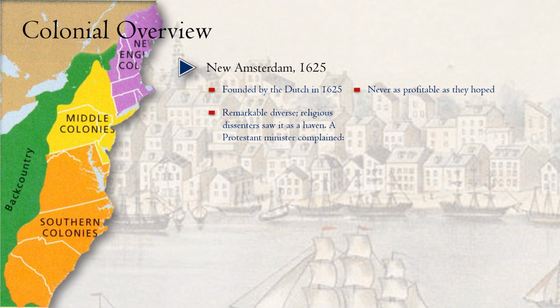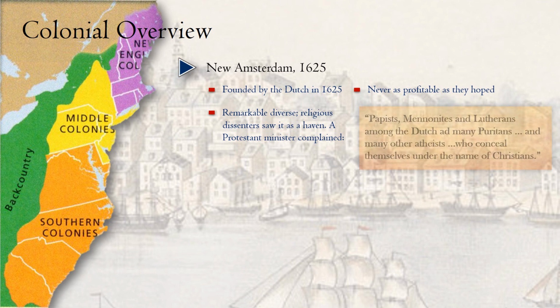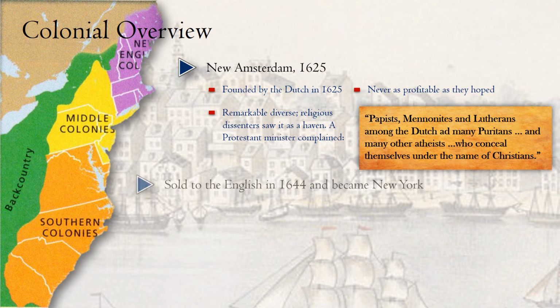It was remarkably diverse, though. It was somewhere where all sorts of religious dissenters could flock to, and they didn't have to worry about having their heads chopped off or being burned. And one particularly intolerant Protestant minister complained of papists, that is, Catholics, Mennonites, and Lutherans among the Dutch, and many Puritans, and many other atheists who conceal themselves under the name of Christians. So he doesn't much care for this diversity.